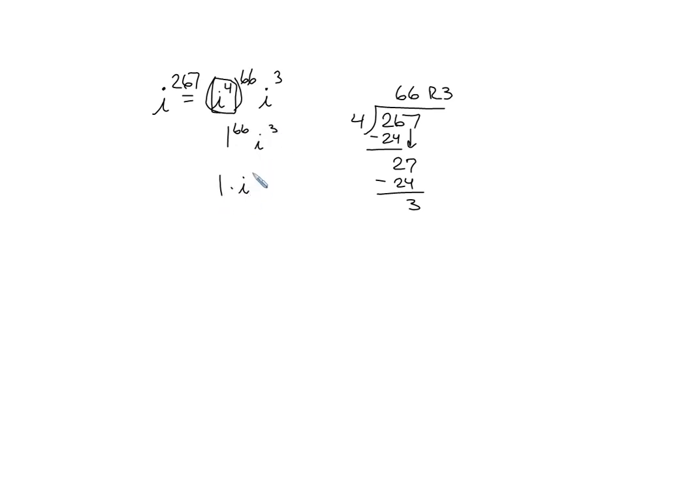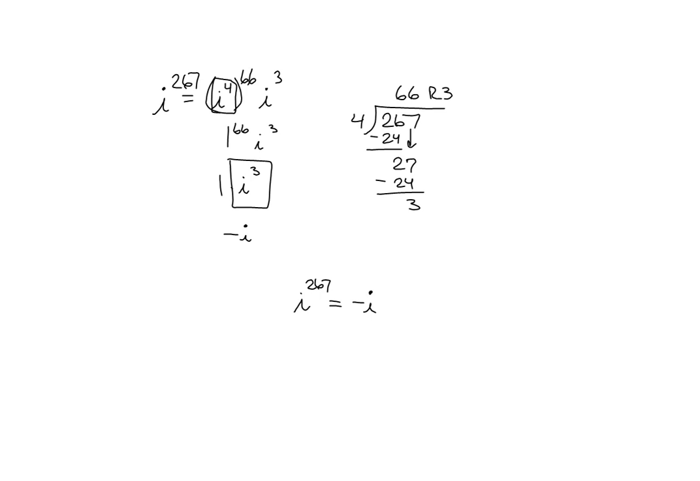Well, what does this guy equal to? 1. What's 1 to the 66th power? 1. So do you guys see that all of those i to the fourths disappear, and really this thing just lines up with i to the third power, which we know is negative i. So it turns out that i to the 267th power is just negative i. You guys see how that works?